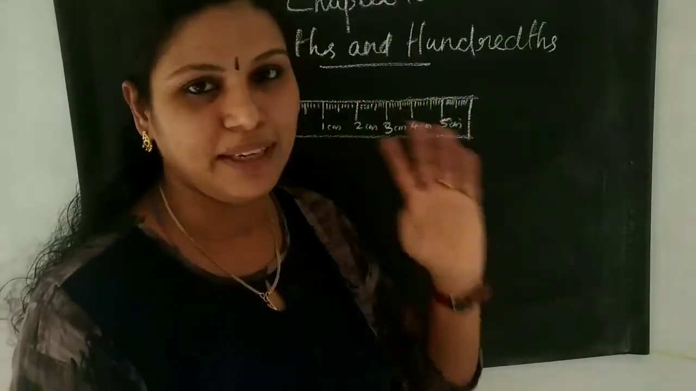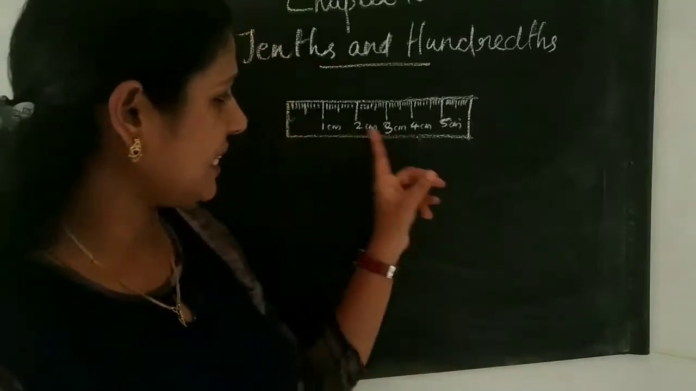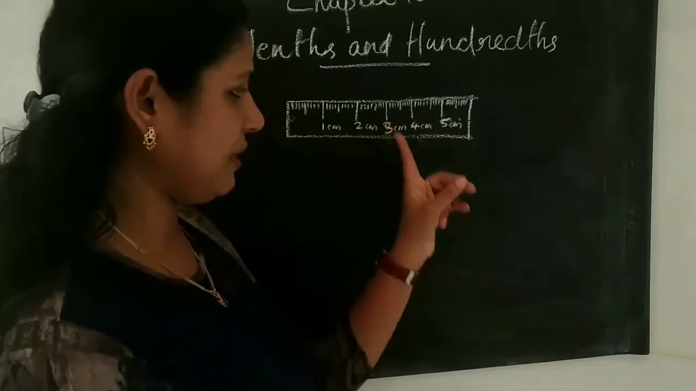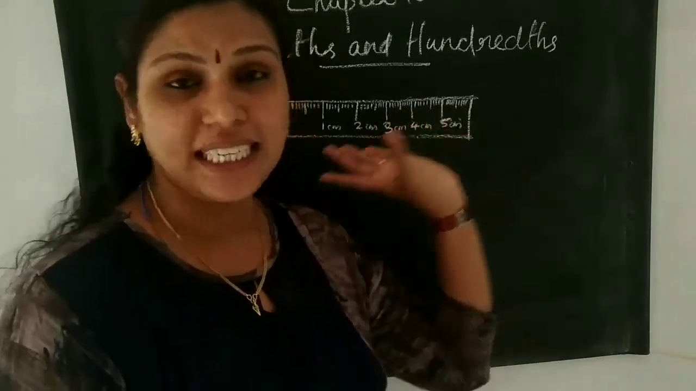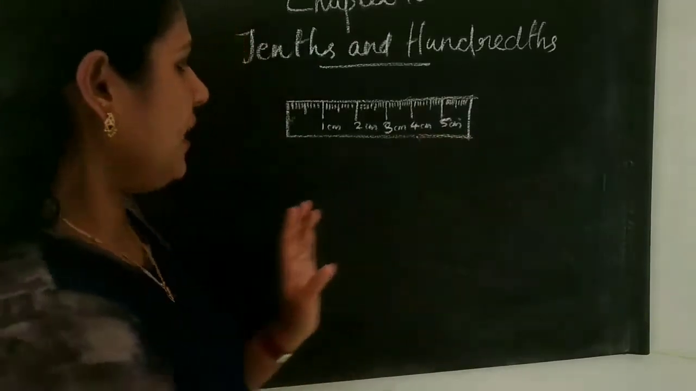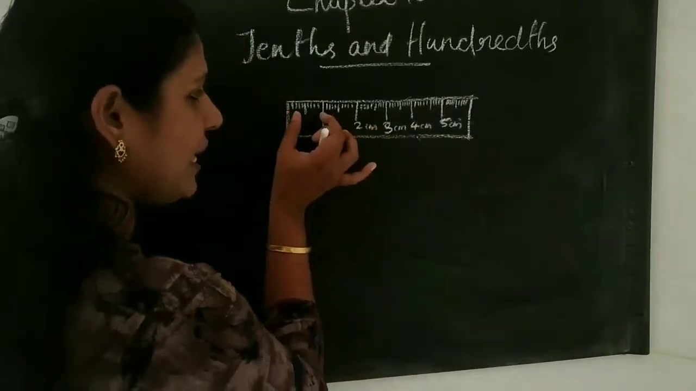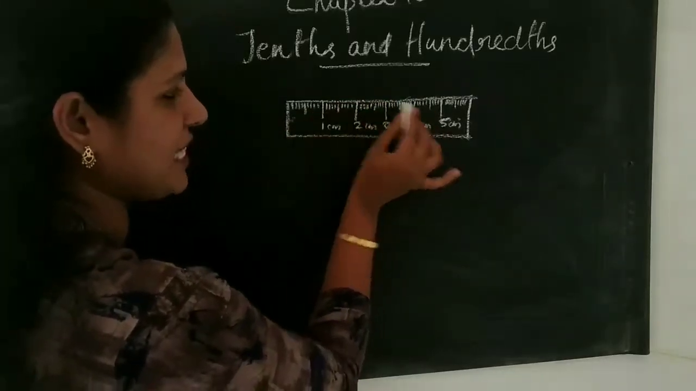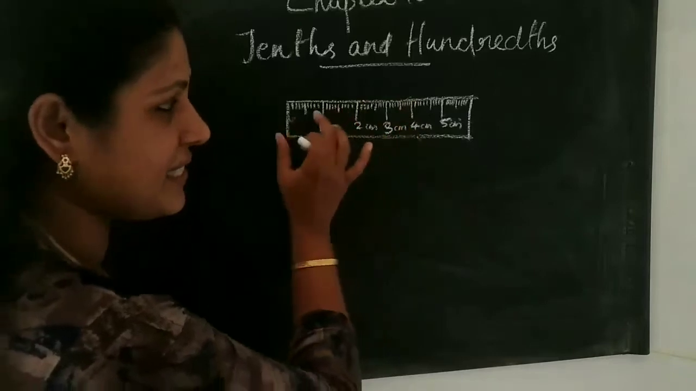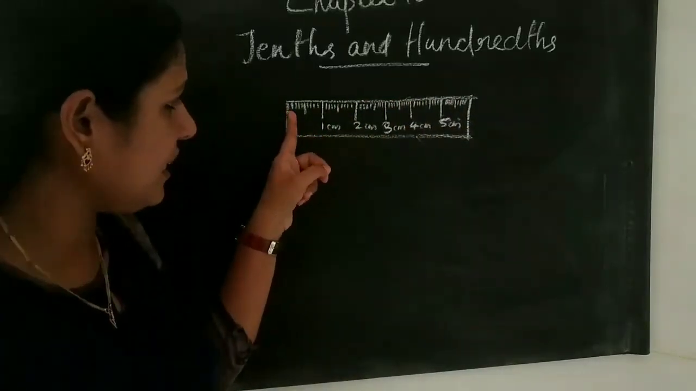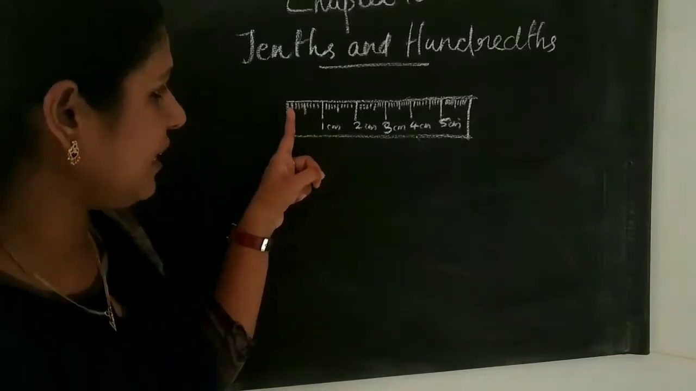Okay, so here I draw a scale. It's a centimeter scale. Can you see this? I write 1 centimeter, 2 centimeter, 3 centimeter, 4 centimeter, 5 centimeter. In this centimeter scale, each centimeter is divided into smaller parts. This scale is divided, and in 1 centimeter there is a smaller division.